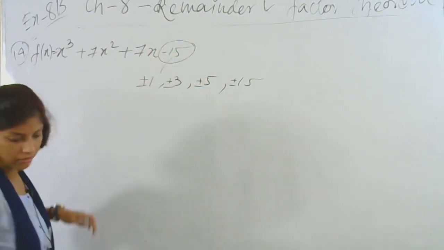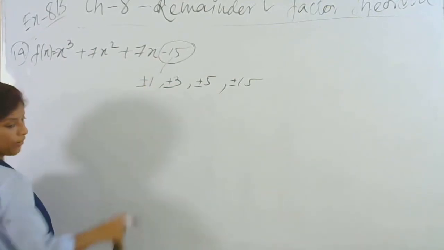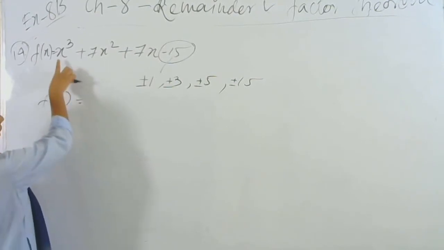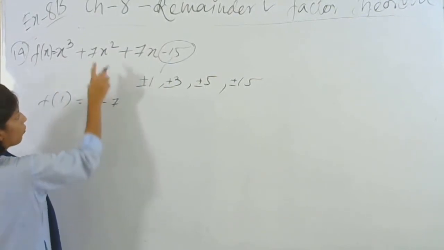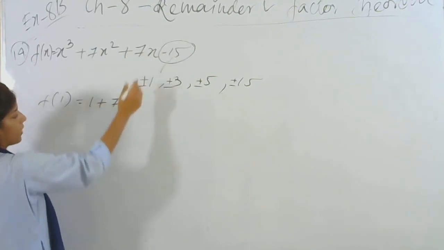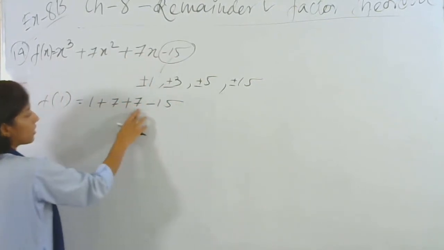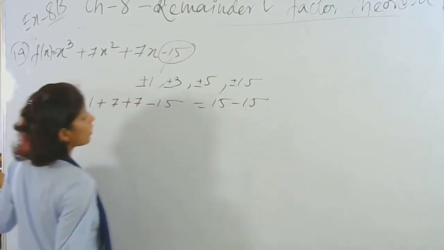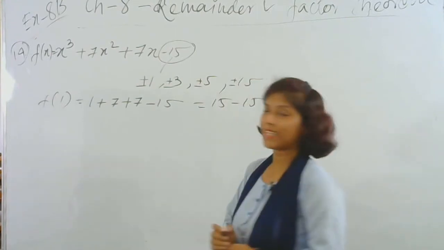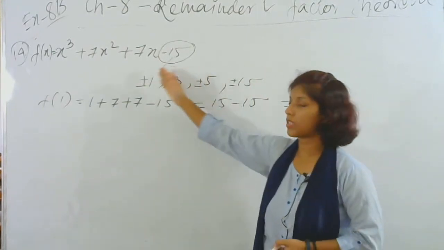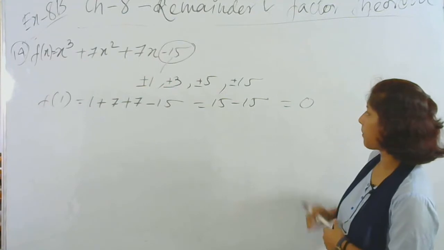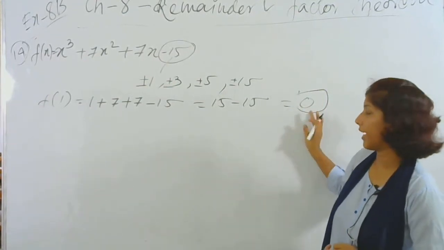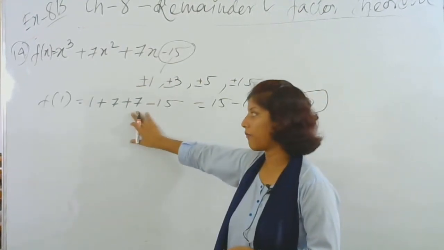Now let us check. I have 1, no? So first I'll try with 1. Now you see, if I try to find f of 1, what do you get? 1 cube is 1, plus 7 into 1 square is 7, plus 7 into 1 is again 7, minus 15. 7 plus 7 is 14, 14 plus 1 is 15. So you get 15 minus 15, alright? So how much am I getting? 0. So the hit and trial method means you have to try any of these numbers from here, and the answer must be 0. You'll keep on trying until you get 0. Luckily, I got f of 1 to be 0.